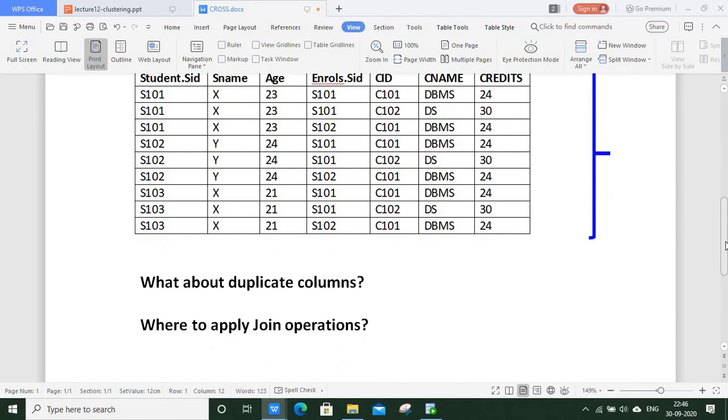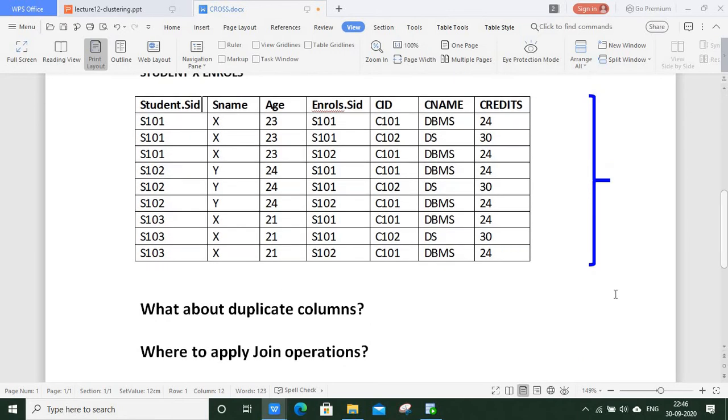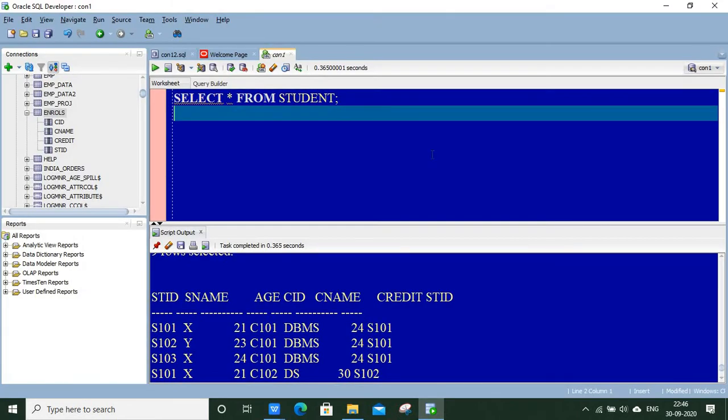Now coming to its SQL implementation, there are three different ways in which we can implement a cross join in SQL. Let us take these two tables again. Let us first see their data.